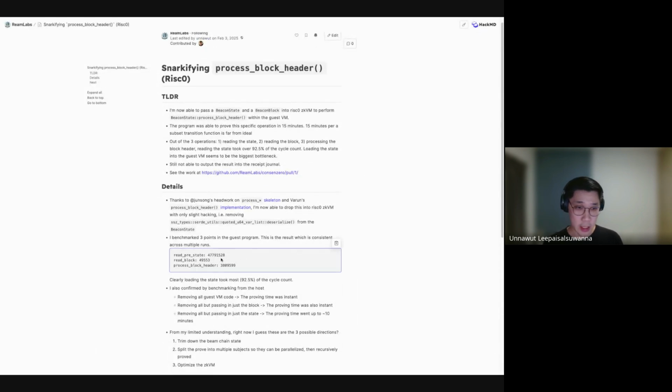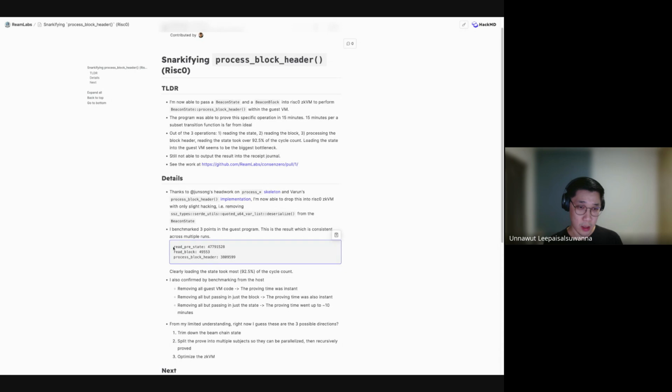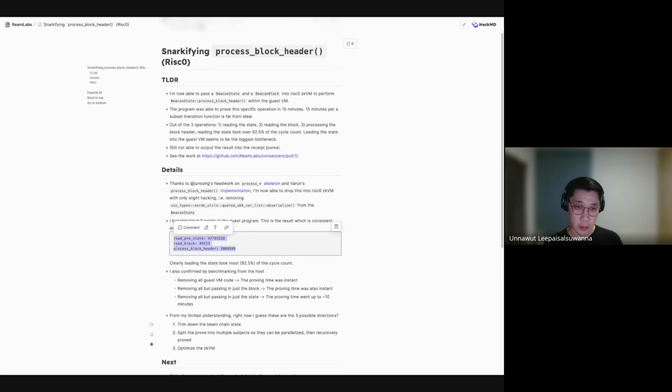So getting back to this, when we did the quick benchmark, this is what we got out. And I think Jun also had a similar number from SP1. It's that reading the pre-state is actually the most time consuming. For me, it's 92% of the cycle counts here. Reading block, not so much, and process block header is a bit more, but still a tiny amount out of the entire thing.